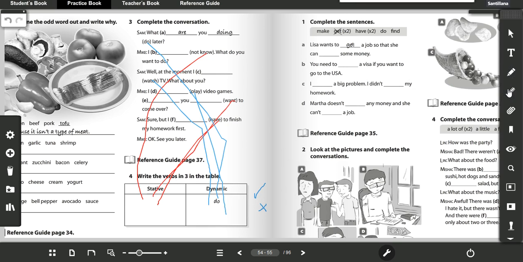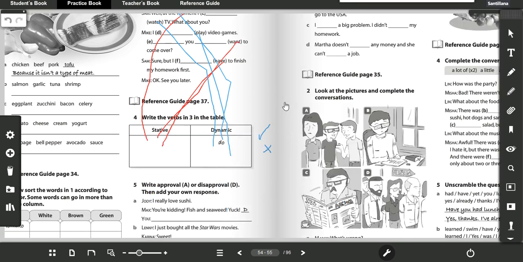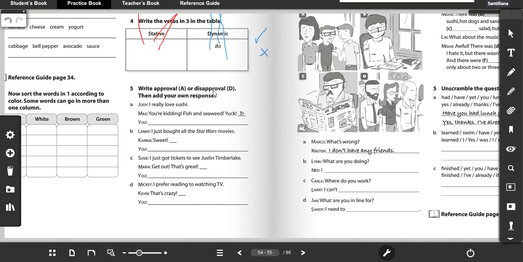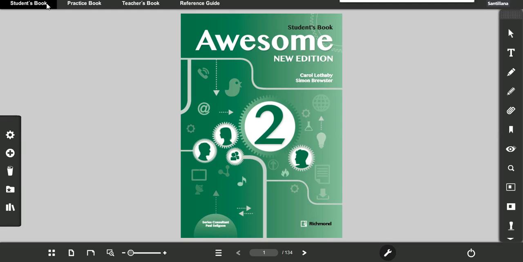Excellent. Continue with the next part. Write approval or disapproval. What does this refer to? For that, we are going to go directly to the student's book, to page number 65.